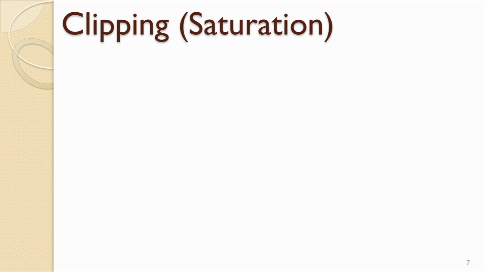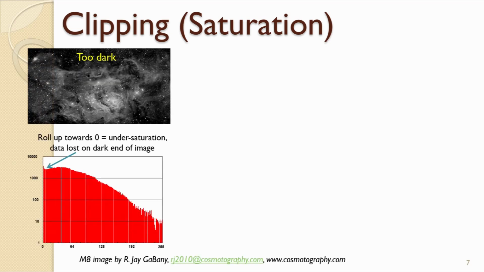Let's explore the uses I mentioned for a histogram, starting with looking for clipping or saturation. Here we have an image that many of us would consider to be too dark. That image property shows up quite clearly in the histogram by the data being shoved way over to the left-hand side. You can see there's even a little roll-up right here, where the data increases suddenly towards 0. That's a clear indication that we are clipping off data from the image on the dark end.